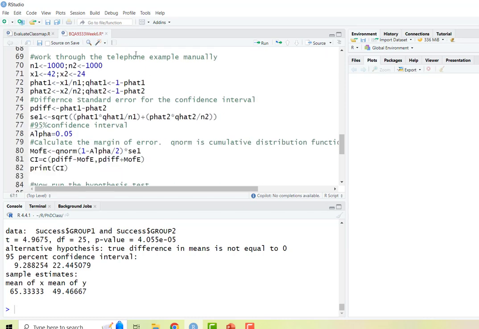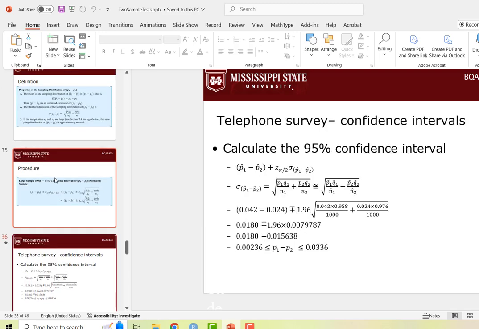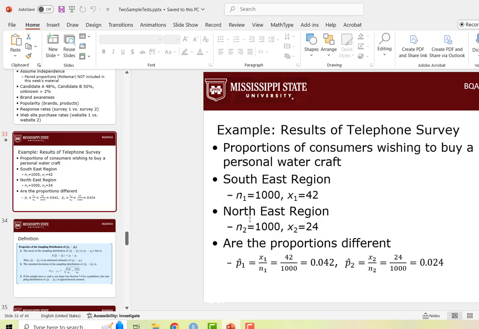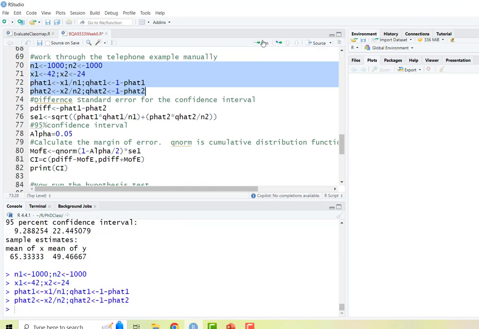Okay, so now let's work through the last example we did, which was the telephone example. I won't bore you with all the calculations because these are the ones we've just done in class. But remember, let's go to our data. We have N1, X1, N2, X2: two telephone surveys, how many people purchased. From that, we can calculate the estimates p hat 1 and p hat 2 and q hat 1 and q hat 2. So all this code does is that: we've got the N's and the X's, then we calculate the p hats and the q hats.